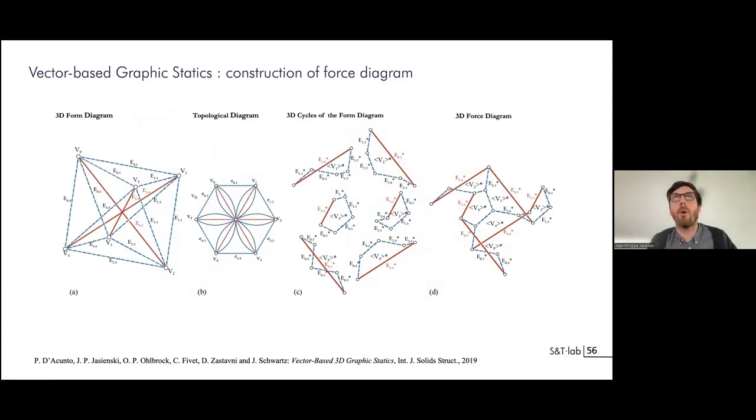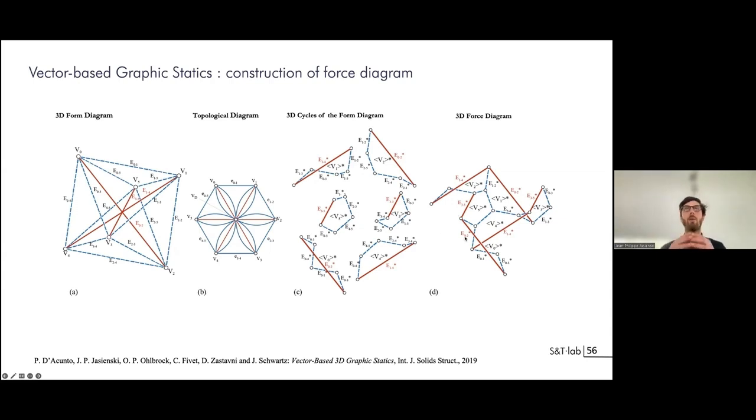So a small recap of what we did. We have a three-dimensional form diagram. Okay. We draw the topological diagram, then we planarize it. So this is already a planarized version of the topology. We have all the cycles of the form diagram, and thanks to the information we have in the planarized topological graph, we can assemble together into being one three-dimensional force diagram.